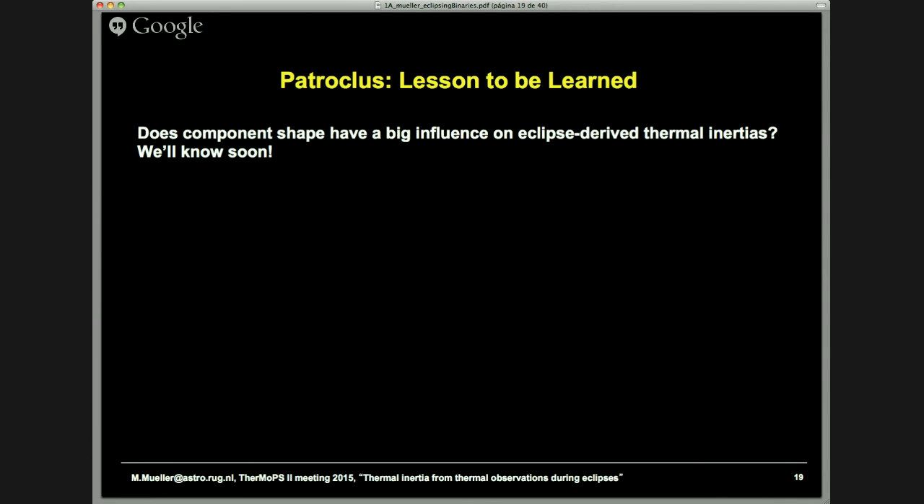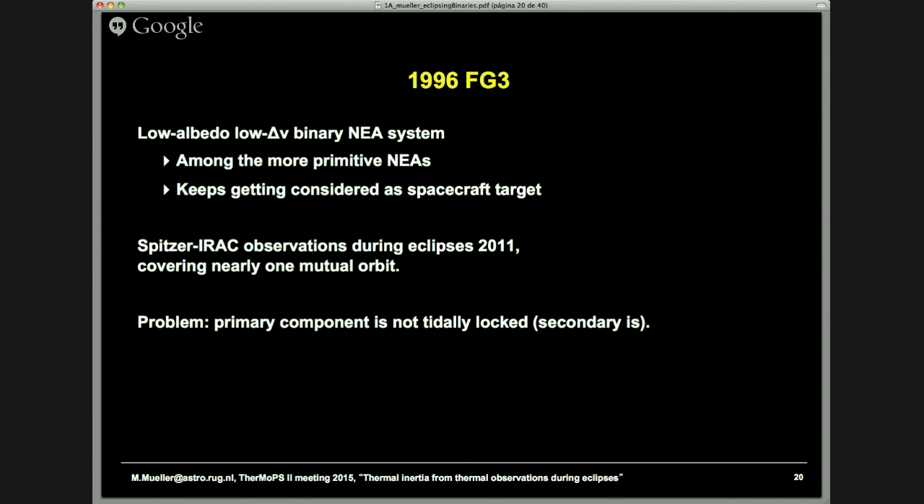Okay, away with Patroclus. Here's 1996 FG3, everybody's favorite binary system, I believe. It's a C-type, one of the probably more primitive C-types. It's a Europoid, to use this wonderful term. And it has a very low delta V orbit, so it's easy to fly to for a spacecraft. So it keeps getting mentioned as a potential target for spacecraft, and then those never get selected for some reason or another. I got Spitzer observations of this thing during eclipses in 2011.